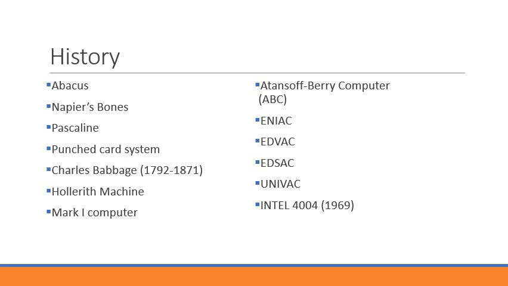Now the final one, microprocessor Intel 4004. Intel Corporation in 1969 designed the first programmable microprocessor. It consists of CPU, read-only memory, random access memory, as well as registers.